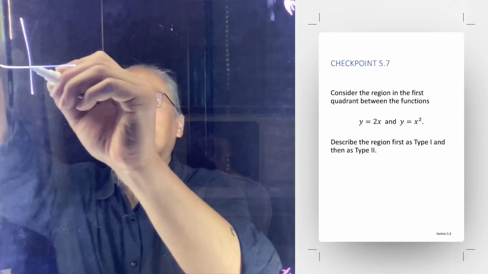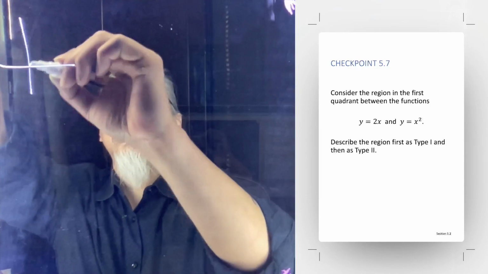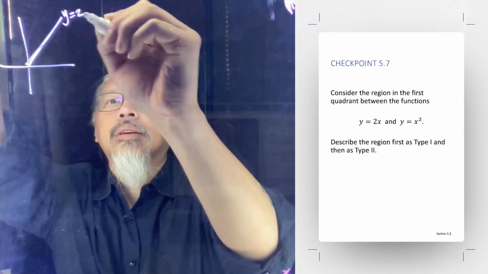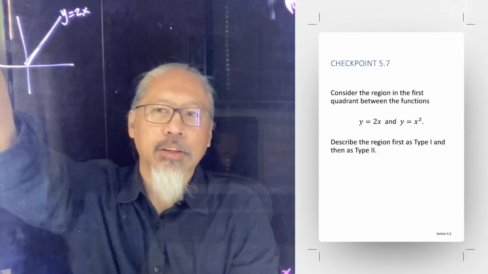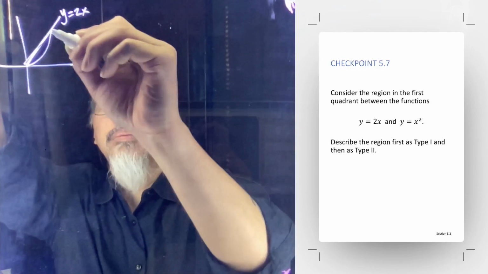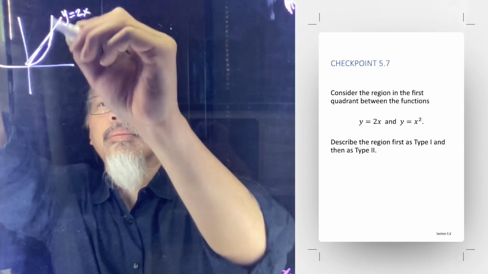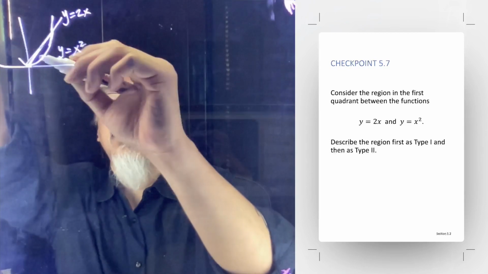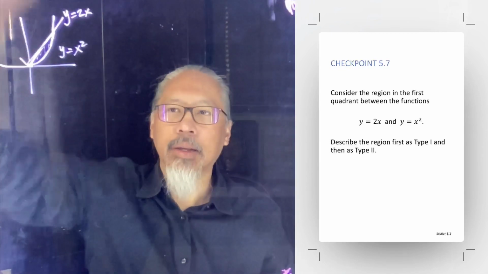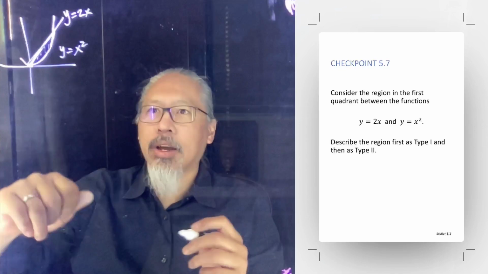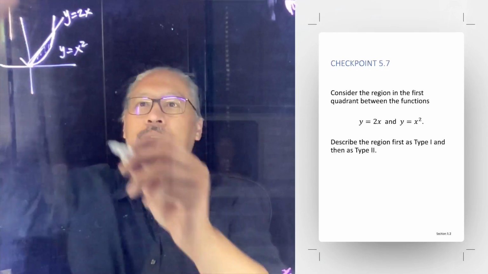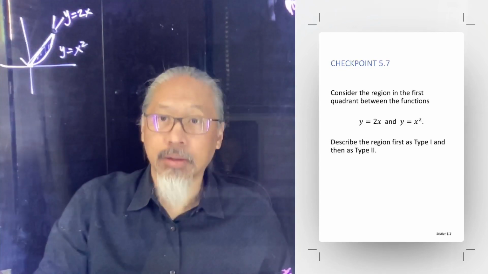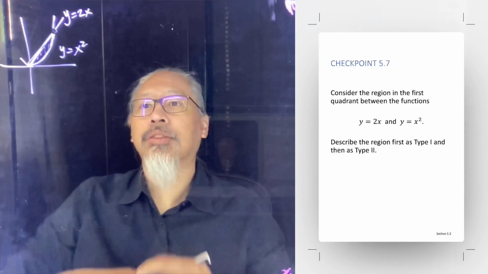And if we draw this out, we have y is equal to 2x. It's basically a line with slope 2, and then the parabola y is equal to x squared. And this is the region that we're talking about inside. That's probably not drawn to scale, but what is important, especially when you don't draw it to scale, is to figure out the intersection between these two graphs.